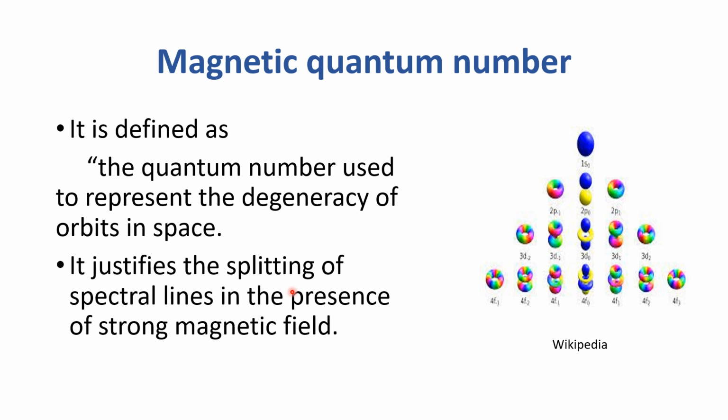One of the drawbacks of Bohr's atomic model was, जब भी हम spectral line को magnetic field में place करते हैं तो वो further fine lines में split हो जाती थी. So that splitting is now explained by the magnetic quantum number. Magnetic quantum number represents the degeneracy of orbitals in space.